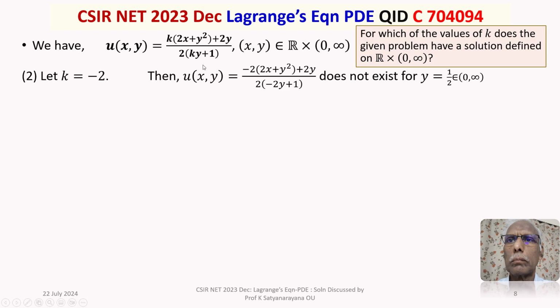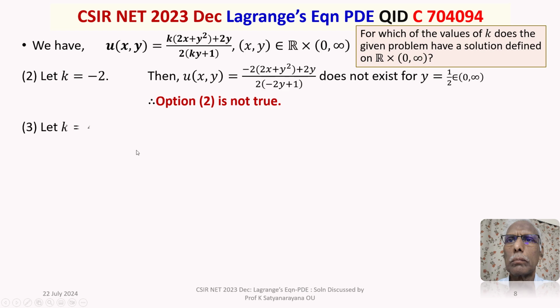Then u(x,y) is equal to, wherever there is k, you write minus 2. So look at this one, and in the denominator you have minus 2y plus 1. So minus 2y plus 1 will become 0 when y is equal to 1 by 2, and y is equal to 1 by 2 belongs to 0 to infinity. That means minus 2y plus 1 becomes 0 for a value y coming from 0 to infinity. Therefore, u(x,y) does not exist.